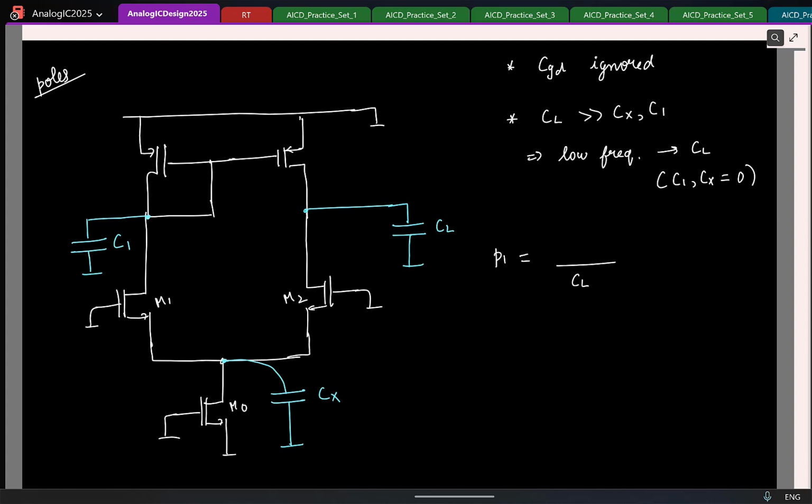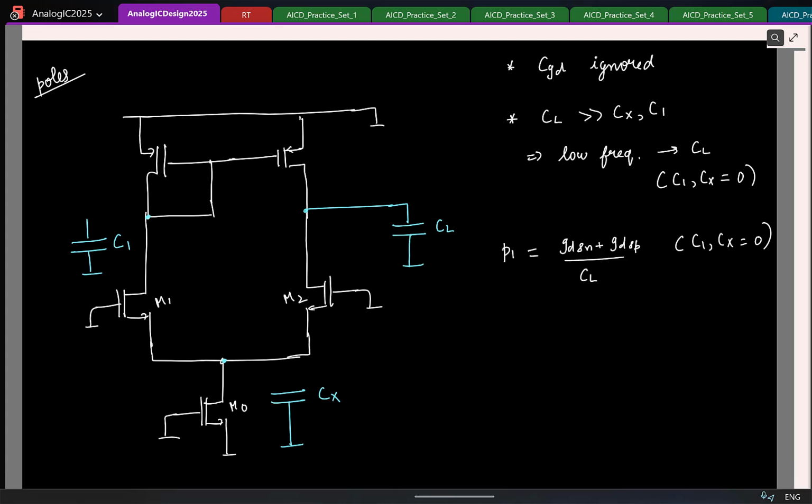So the pole location is 1 by R times C. C is this. What is the resistance looking here? Remember, when I am doing this, I am basically considering C1, Cx to be 0. There are no capacitors. So what is the resistance looking here? We have already seen, it is R0 of the PMOS parallel to the R0 of the NMOS. If I write it in terms of conductance, it is the sum of the two conductances. And in this calculation, we ignore the other capacitors. They are open.